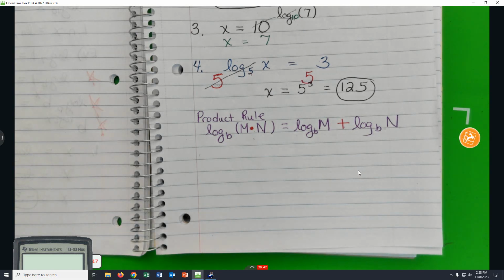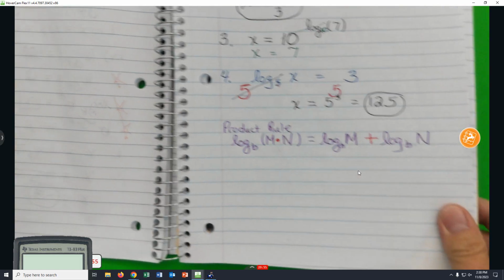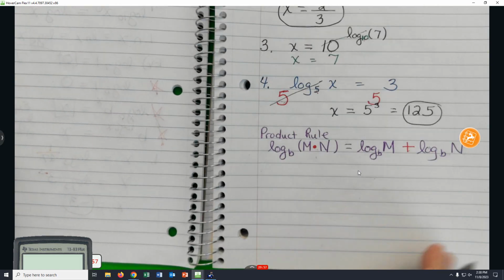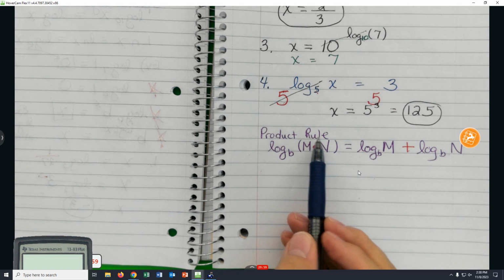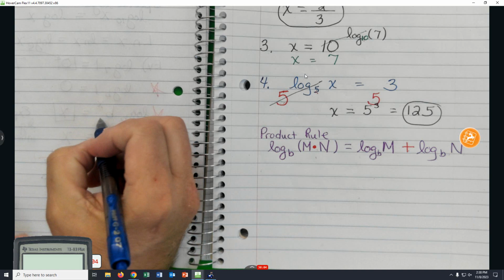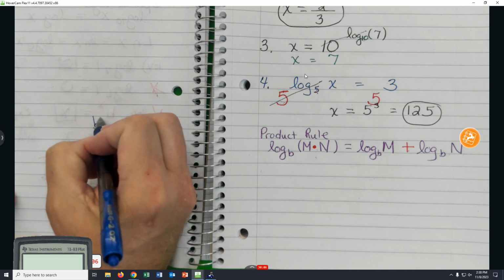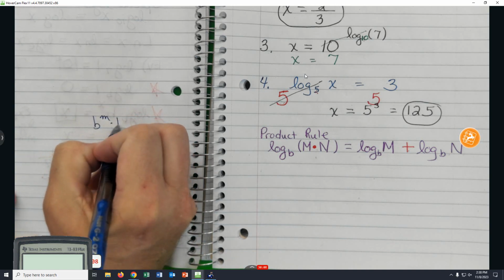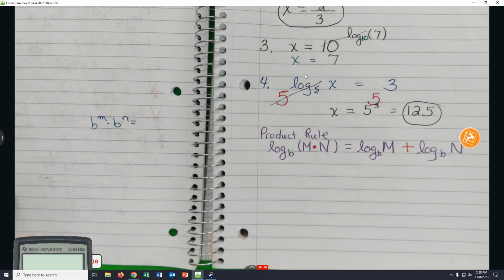Okay, and you know something? We're not going to do a formal proof, but I want to point out something to you. That's just interesting. This is the product rule of logarithms, what we have here. There's something called the product rule of exponents. The product rule of exponents says b to the m times b to the n. Can you all see that?